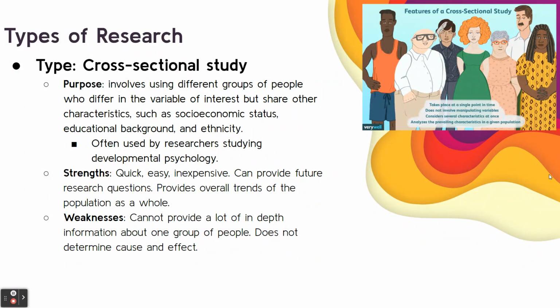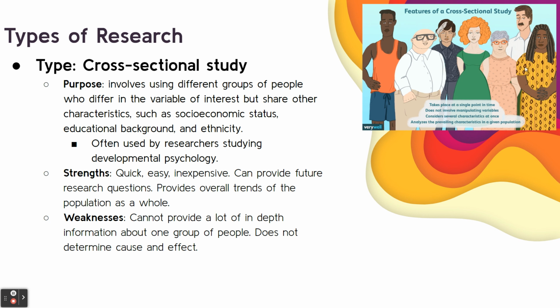A cross-sectional study. This uses different groups of people who differ in the variable of interest but share other characteristics such as socioeconomic status, educational background, and ethnicity. It's often used by researchers studying developmental psychology. So, positive of this is that it's quick, easy, and inexpensive. It can provide future research questions and provides overall trends of the population as a whole. Weaknesses, though, is that it can't provide a lot of in-depth information about one group of people, and it does not determine cause and effect.